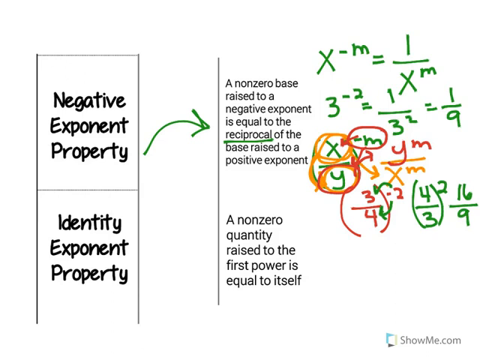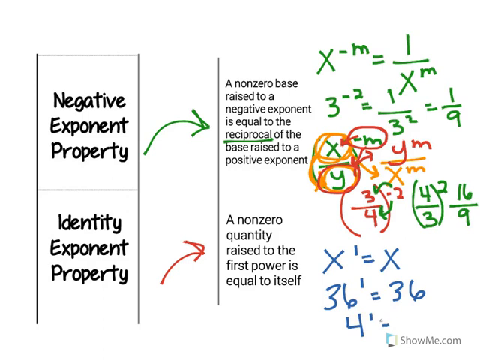Next, we're going to talk about the identity exponent property. This says a non-zero quantity raised to the first power is always equal to itself. So if we had something like x to the first power, that's always just going to equal itself, so it's going to equal x. If we had, say, 36 to the first power, that's going to equal itself, which is 36. Or say we had 4 to the first power, that's going to equal itself, which is 4.